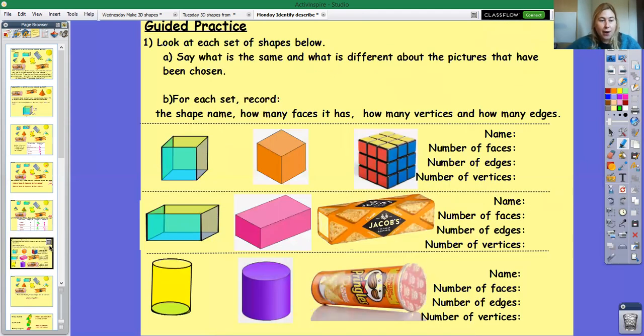Okay, what I want you to do now is pause the video and use what we've learnt about looking for faces, edges and vertices to complete the guided practice. Okay, off we go.